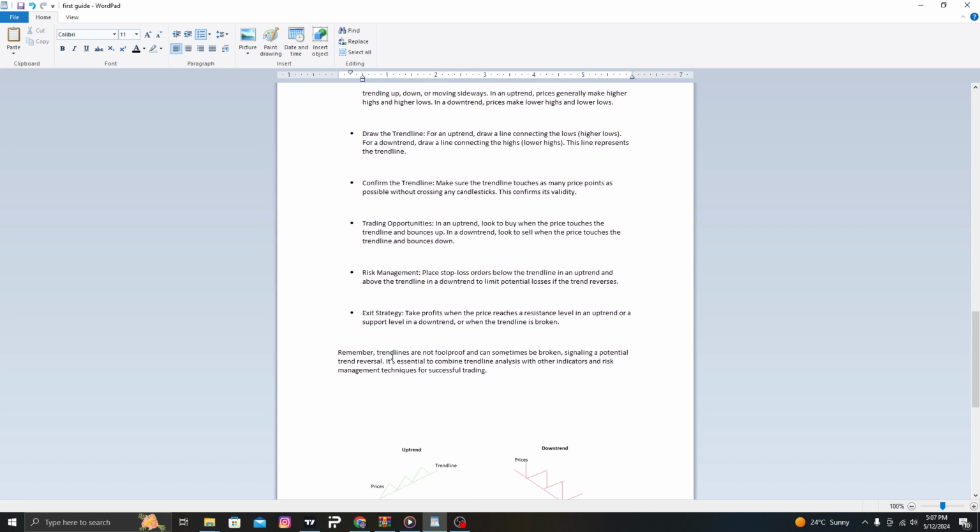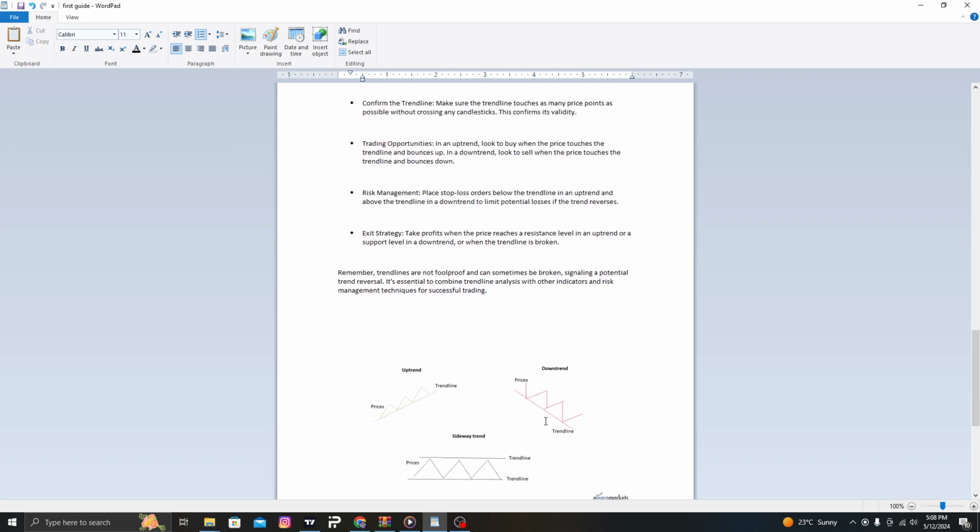Remember, trend lines are not foolproof. That's true, because they do sometimes break out. Trend lines are not foolproof and can sometimes be broken, signaling a potential trend reversal. I was explaining that, but I'm going to explain it in more detail. It's essential to combine trend line analysis with other indicators and risk management techniques for successful trading. I will make a course on risk management on its own. Right now, we're not going to focus on that.